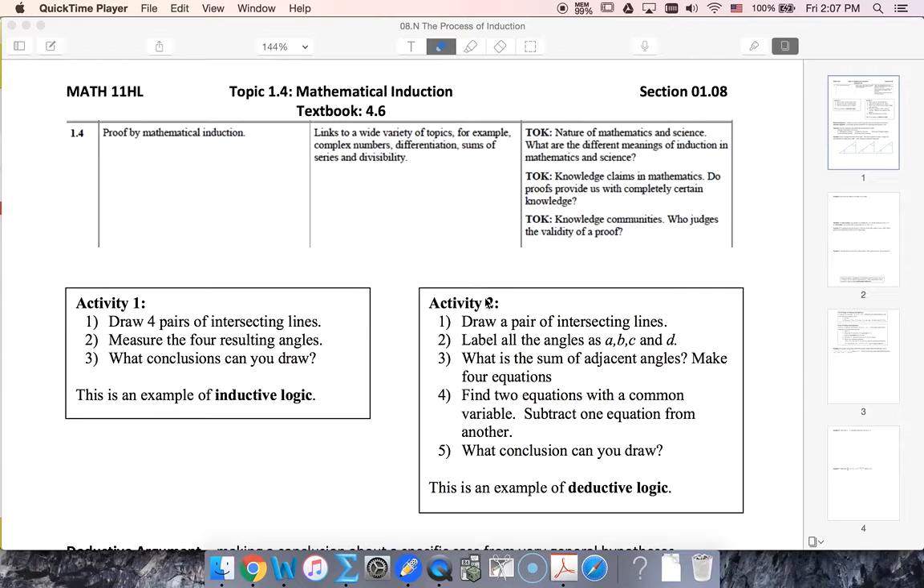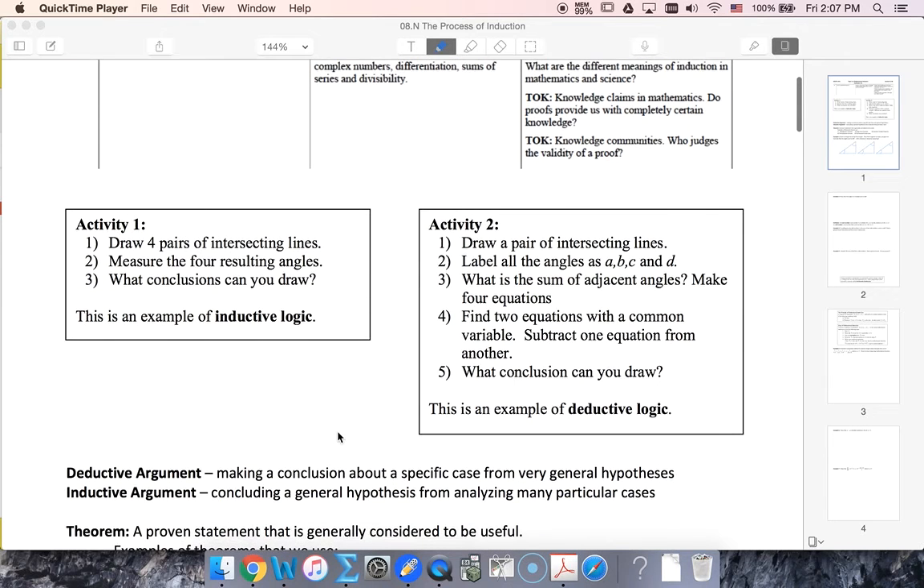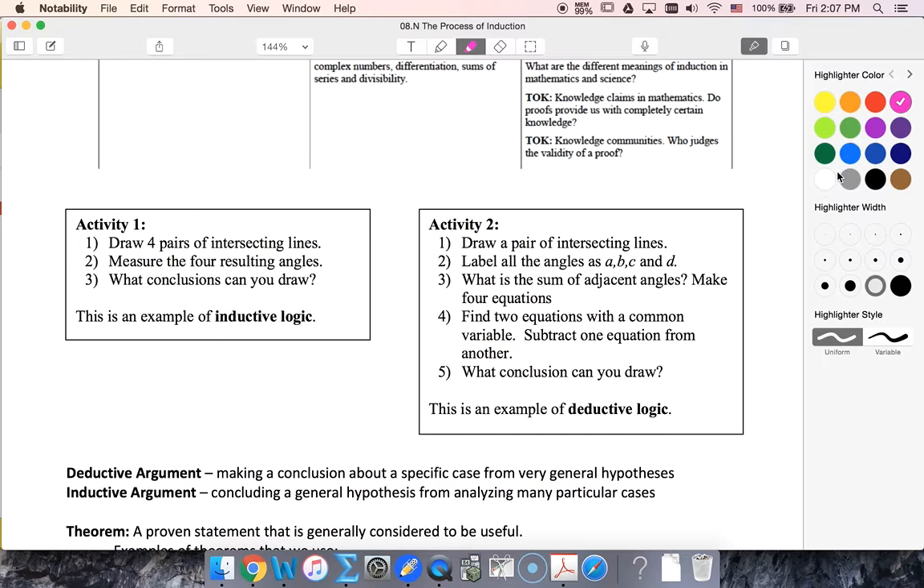So first let's talk about two different types of logic. We have inductive logic, which will connect to our proof by induction, but there's also deductive logic. So inductive logic is where we conclude a general hypothesis after analyzing particular cases. So our particular cases here, we're looking at specific cases.